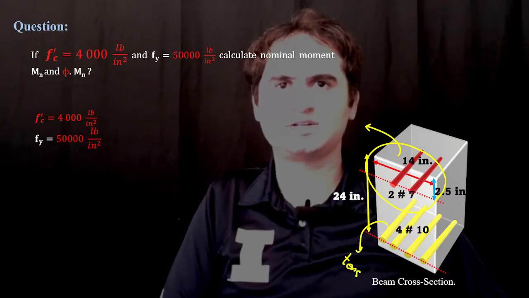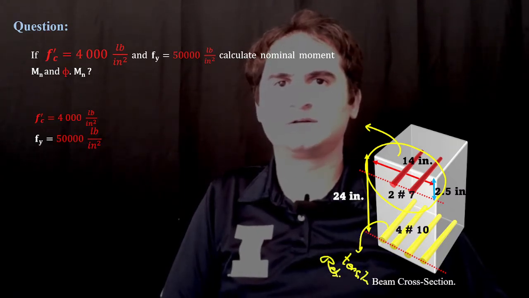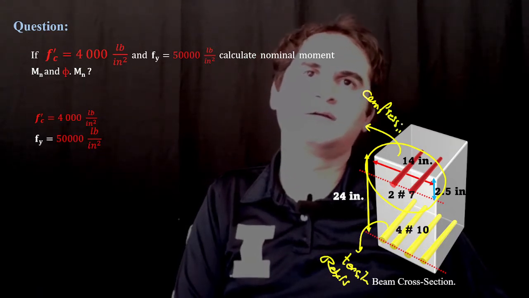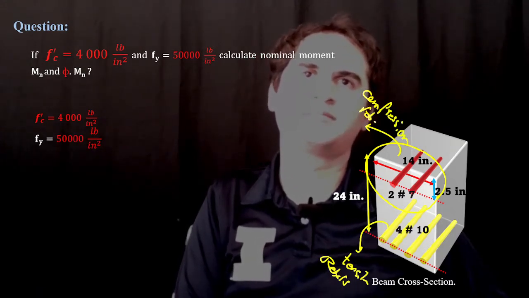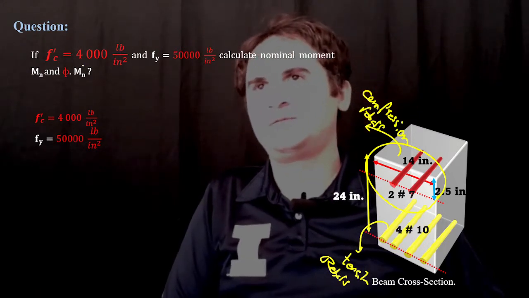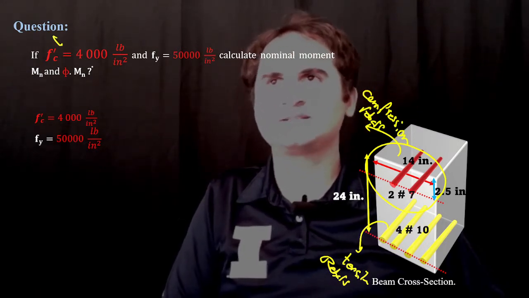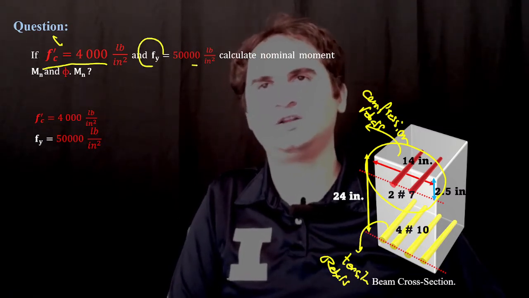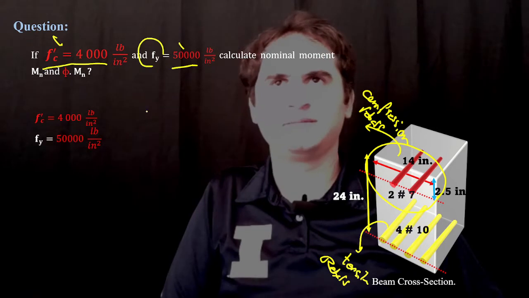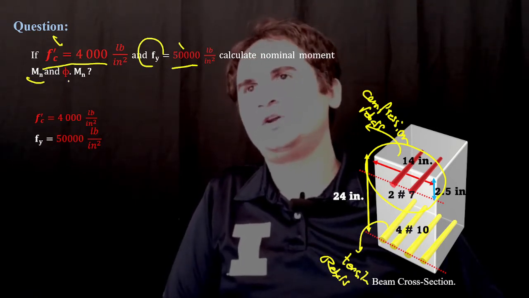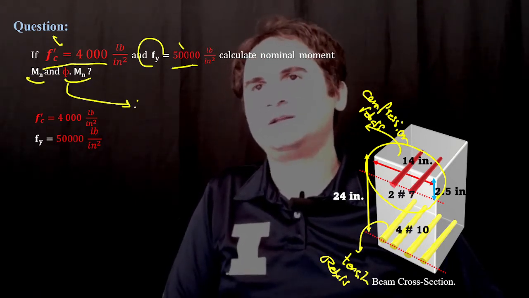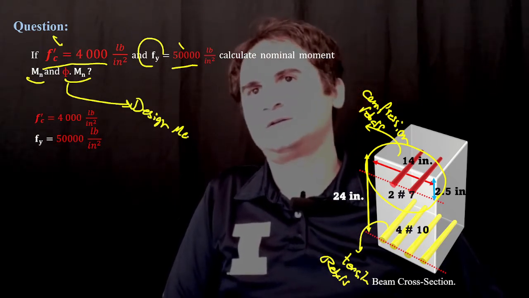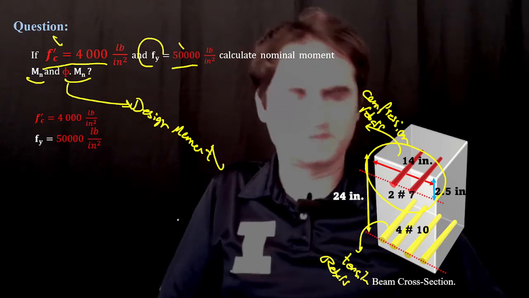These are tensile bars, and we also have compression steel at the top. The f prime c is 4000 psi, the specified strength of concrete, and the strength of steel is 50,000 psi. We want to calculate the nominal moment, and also the design moment, for the below mentioned section.